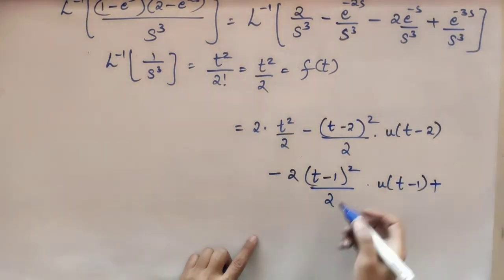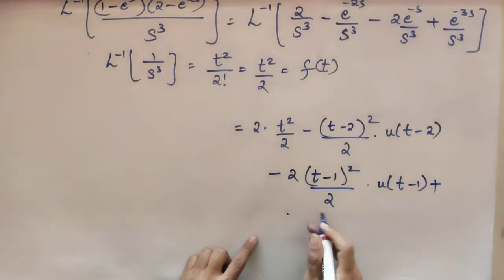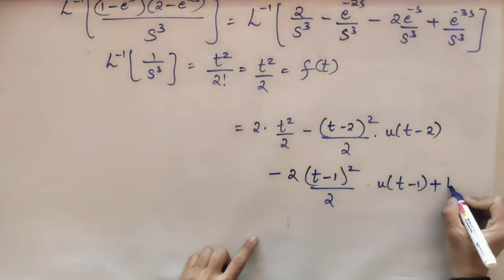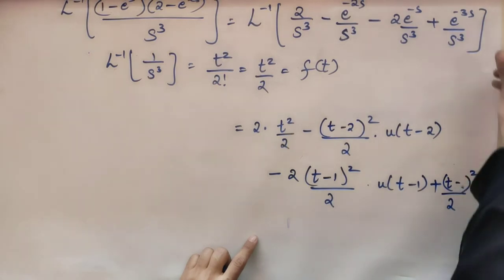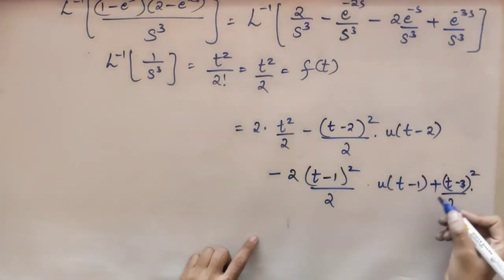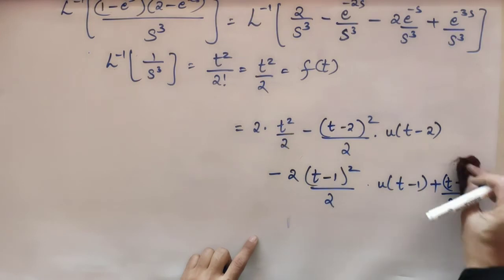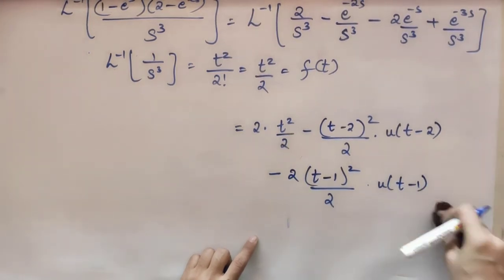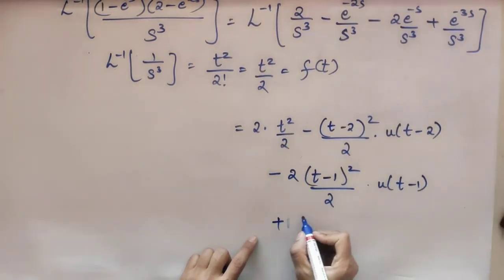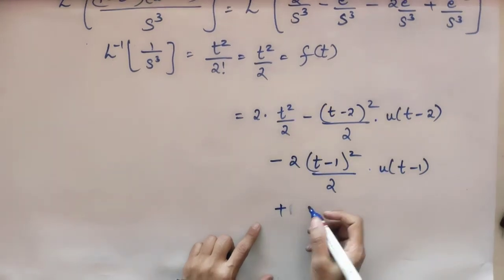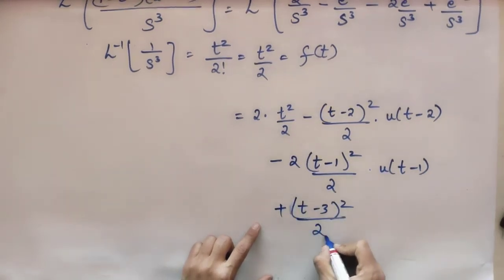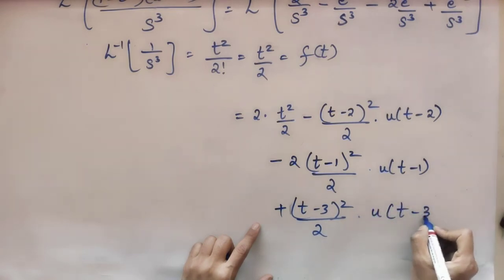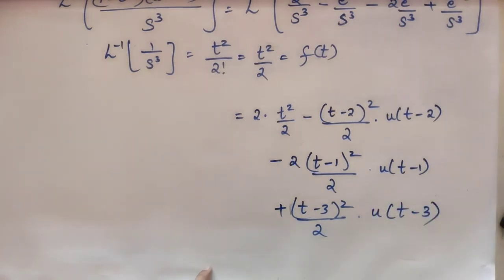plus the last term, again the same thing. So it is t minus 1 whole square divided by 2 into, it's not 1 here. The value for a is 3. So t minus 3 whole square. So it will be plus t minus 3 whole square divided by 2 into u of t minus 3. This is the complete solution for this problem.